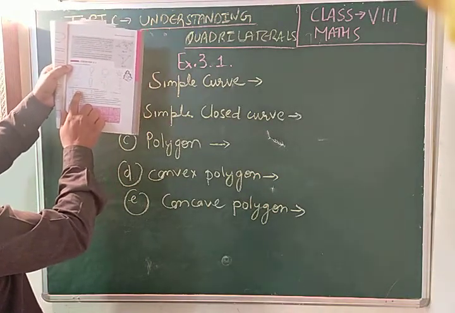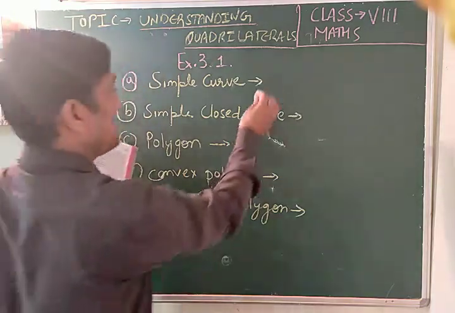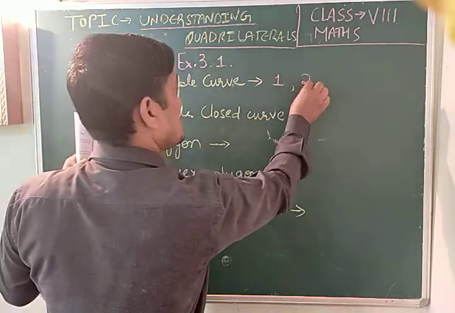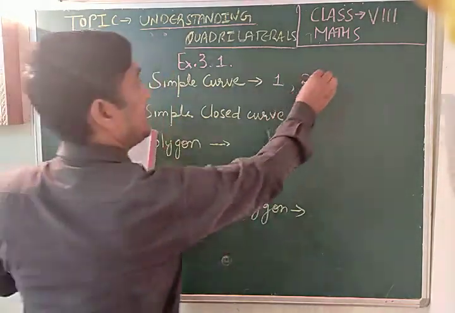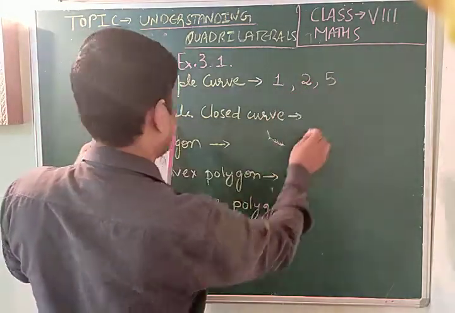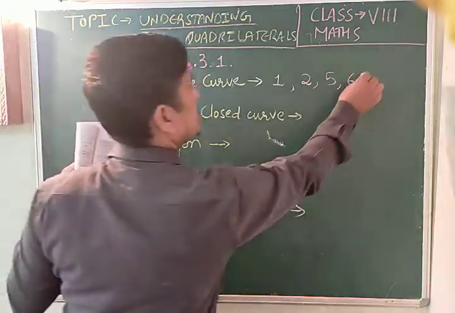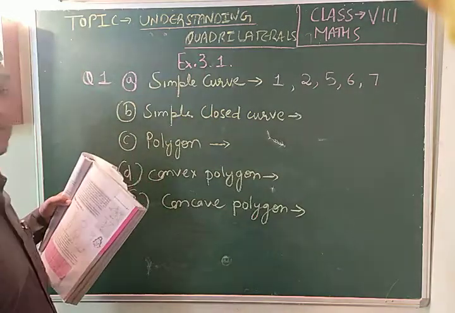So tell me, simple curves are what? Here first is simple curve. First figure is simple curve. Second is also simple curve. 5 is also simple curve. Sixth one is also simple curve. And the last seventh figure is also simple curve.